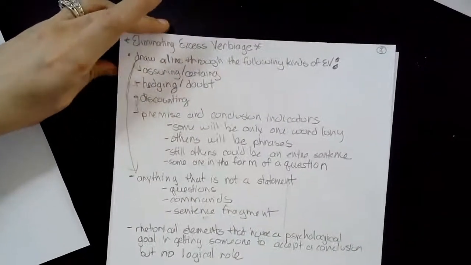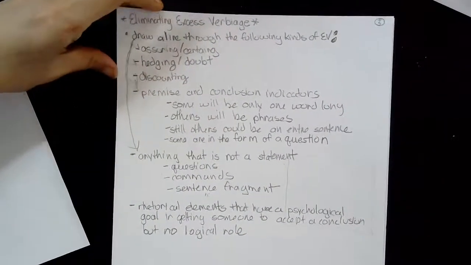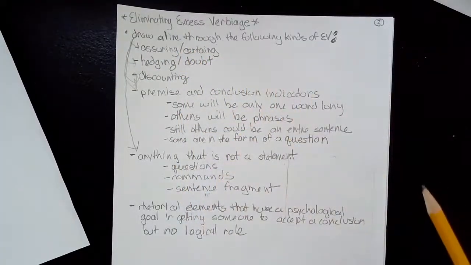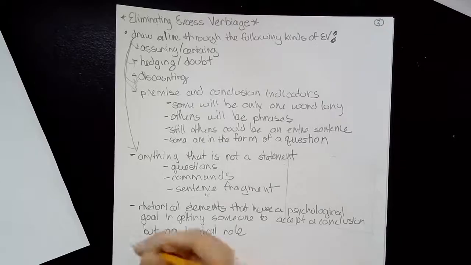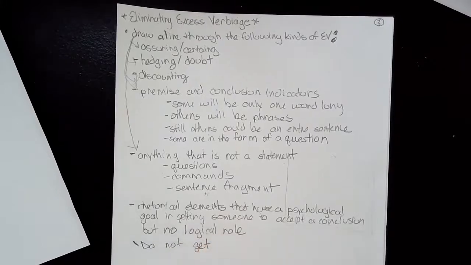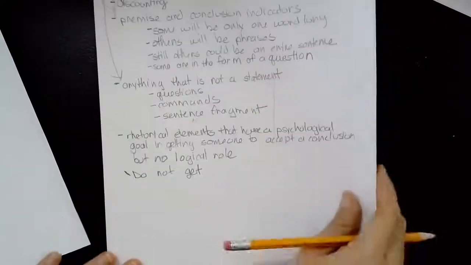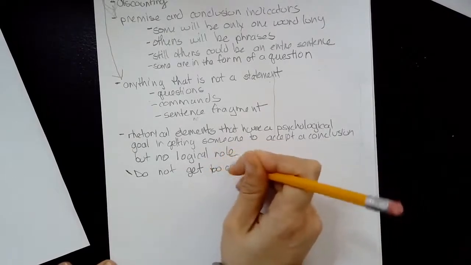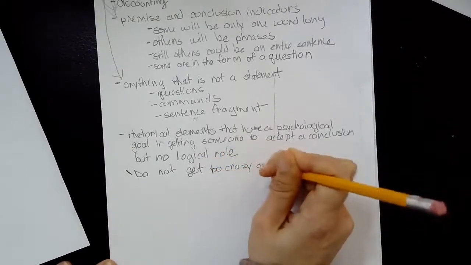Okay, so as you can see, there's quite a bit that we are going to be eliminating from arguments when it comes to clarifying them and to excess verbiage. And we're going to do so by drawing a line. So I'm going to give you a warning. I'm going to go ahead and do this. I'm just going to write this in slang. I'm not going to say it in a very academic manner, but I think it will help a lot of you.